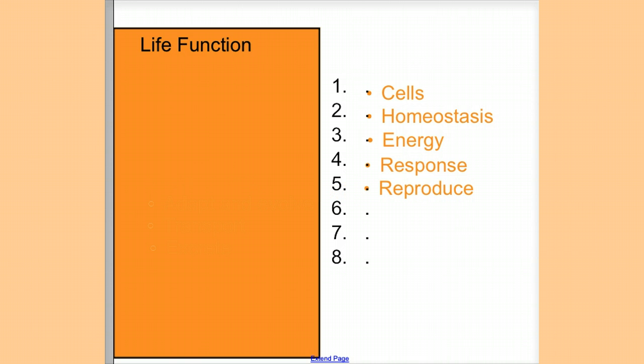5. They all can produce more of their kind by the process of reproduction. 6. They all have the ability to adapt and evolve. 7. They all can transport materials within their body. And 8. They all can get rid of waste buildup by the process of excretion.